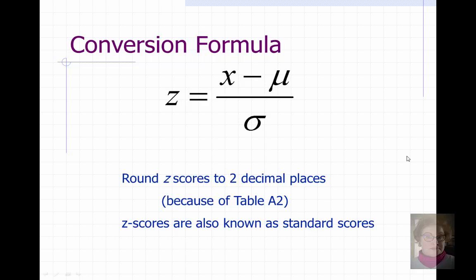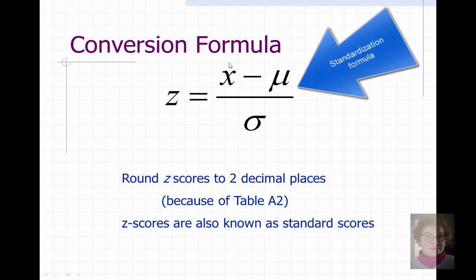Now, the thing that we're going to deal with is the z-score formula. We take our score minus the mean of the population divided by the standard deviation of the population. In other words, we're changing our distance from the mean into standard deviation units. And you round z-scores to 2 decimal places because of how table A2 reads, and z-scores are also known as standard scores. So this formula can be thought of as the standardization formula.